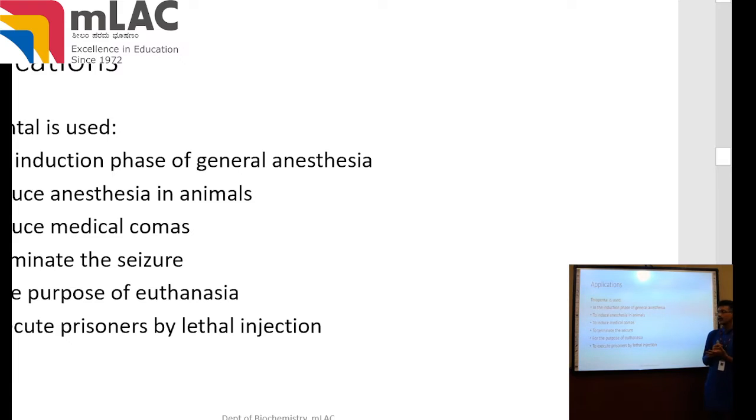What is euthanasia? Euthanasia is also known as mercy killing, in very serious health conditions where the person cannot bear the pain. Legally the person is put under a kind of mercy killing, which we call euthanasia. It is also used to execute prisoners by lethal injection. Just like people are hanged to death, there are countries where they use injections for executing prisoners.